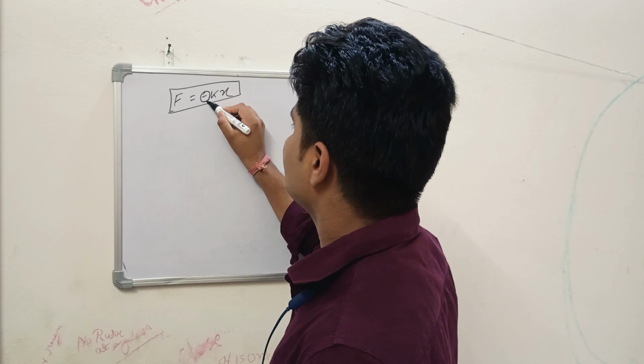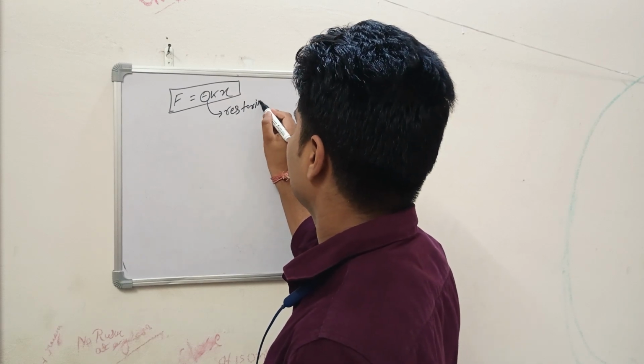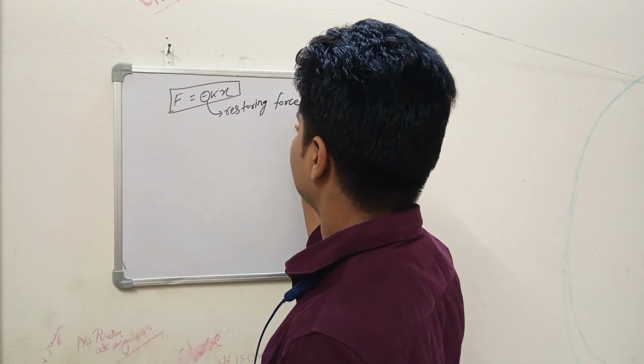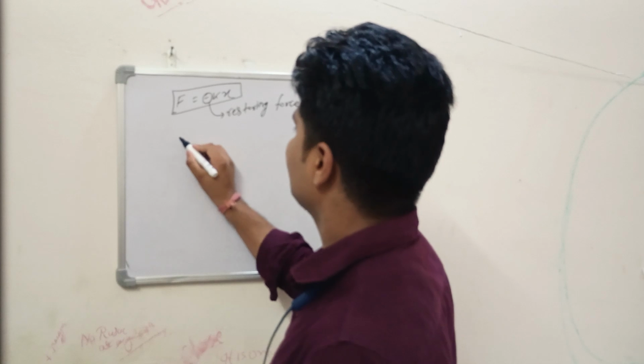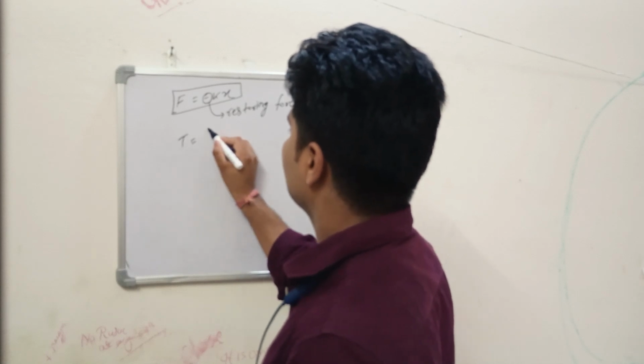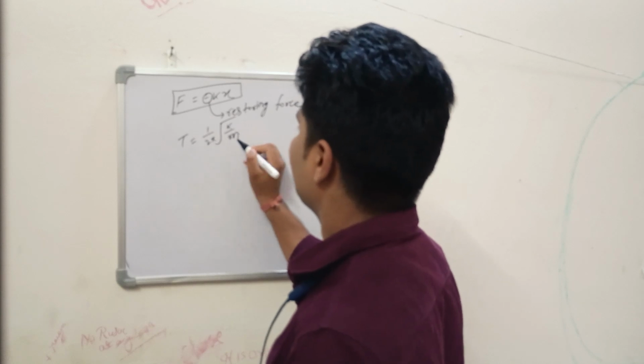So this minus sign is mainly representing a restoring force acting, and the time period of that particle will become T equals 1 by 2 pi under root k by m.